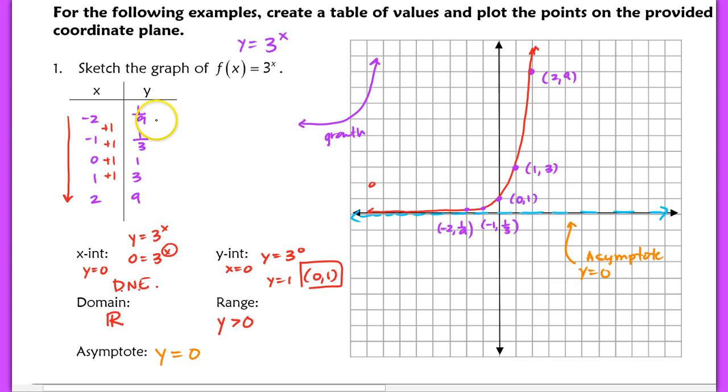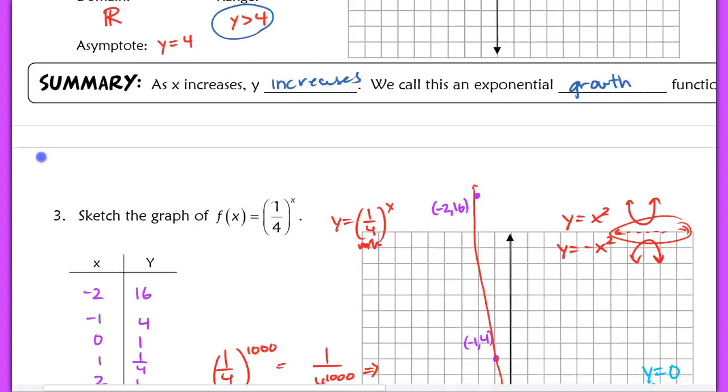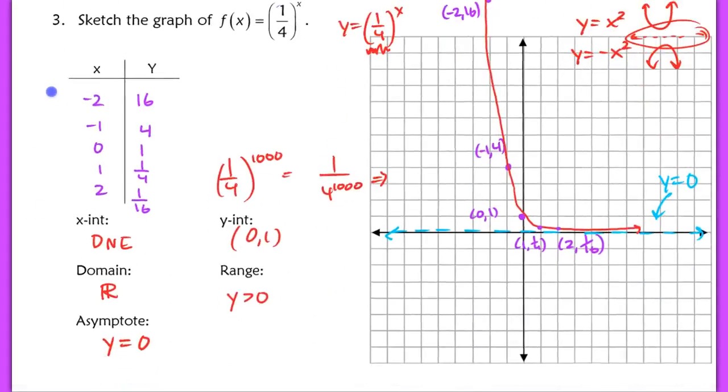Now here, I see that I have a pattern. If I multiply each of these values by 3, I get to the next value. So 1/3 times 3 gives me 1, 1 times 3 gives me 3, and so on. So the difference here between your values is a factor of 3, a multiplier of 3. Okay? Now I'm going to go to the next graph that we did that was a decay.